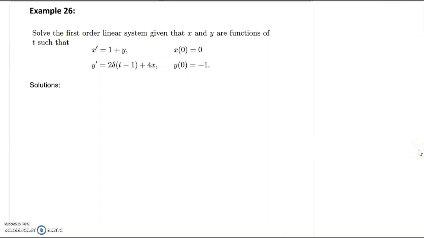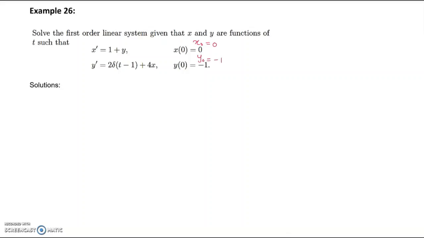Okay, second example. Example 26 on page 37 in your lecture notes. The first order linear system, given that x and y are functions of t such that x prime equals 1 plus y and y prime equals 2 delta, okay, we have Dirac delta here, 2 delta(t minus 1) plus 4x. Given x(0) equals 0 and y(0) equals negative 1.